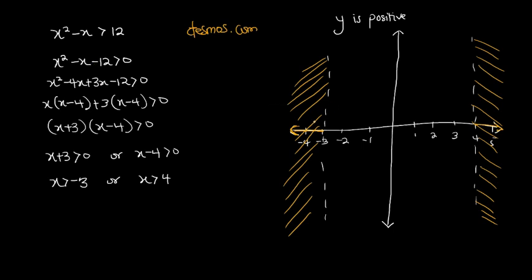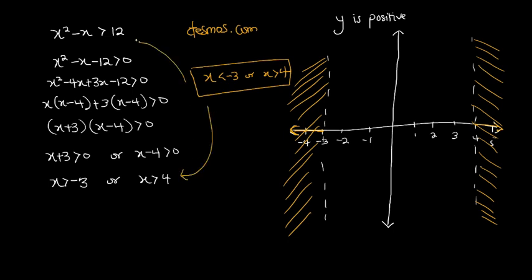So my solution set is therefore s less than negative 3 or s greater than positive 4. So this becomes my solution set. This is my answer for this particular equation over here. Not this guy, but this guy is the solution set.